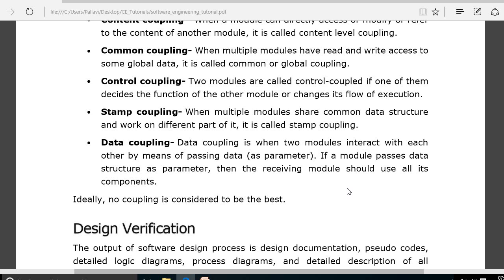That means high coupling among modules not only makes the design difficult to understand and maintain, but also increases development effort, as modules having high coupling cannot be developed independently by different team members. So modules having high coupling are difficult to implement and debug. So we always want low coupling.